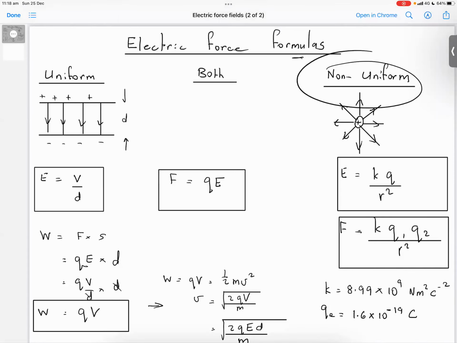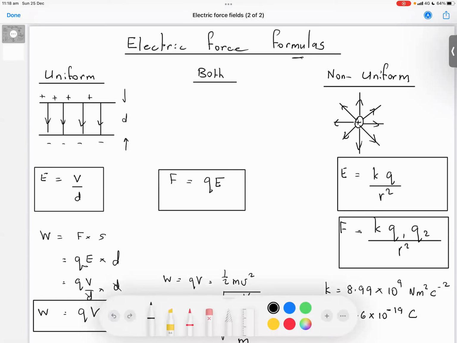So there's a diagram, if you like, of what the field looks like. You can see it's getting weaker because the spaces are getting greater between the field lines. So that's the electric field strength formula.